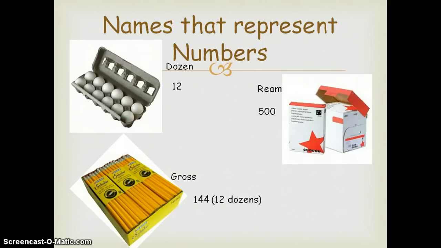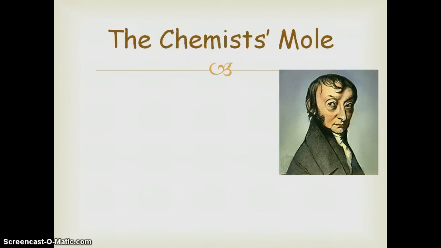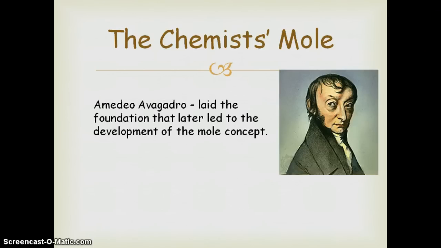The mole represents a number. The chemist's mole was actually defined by this guy here. His name is Amadeo Avogadro, and he laid the foundation that later led to the development of the mole concept. And so for that reason, we call the mole Avogadro's number. Avogadro's number is 1 mole, and it is 6.02 times 10 to the 23rd particles.